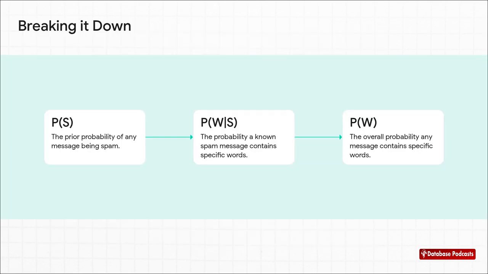Let's just break it down real quick. P(S) is what's called the prior probability. It's basically asking, out of all the emails in the world, what percentage is spam? Easy enough. P(W|S) is the really key piece we learned from our training data. What's the probability a known spam message contains a word like, say, Viagra? And finally, P(W) is just the overall chance that word appears in any email, spam or not. Bayes' theorem lets us stitch these three simple pieces together to get the answer we actually care about.